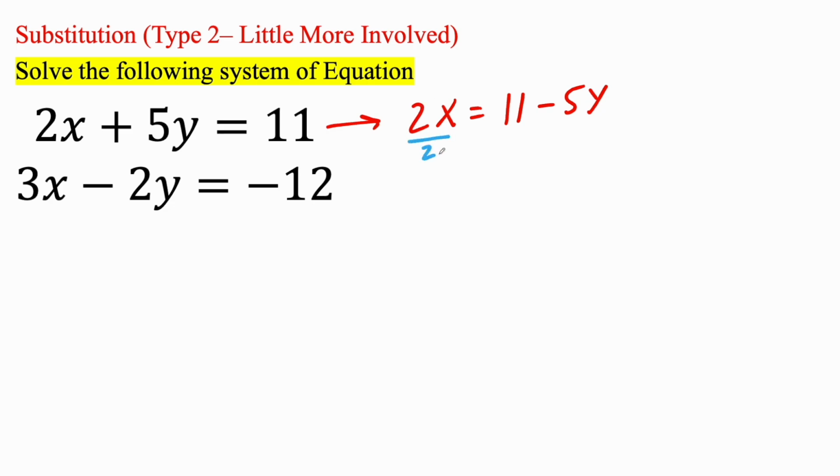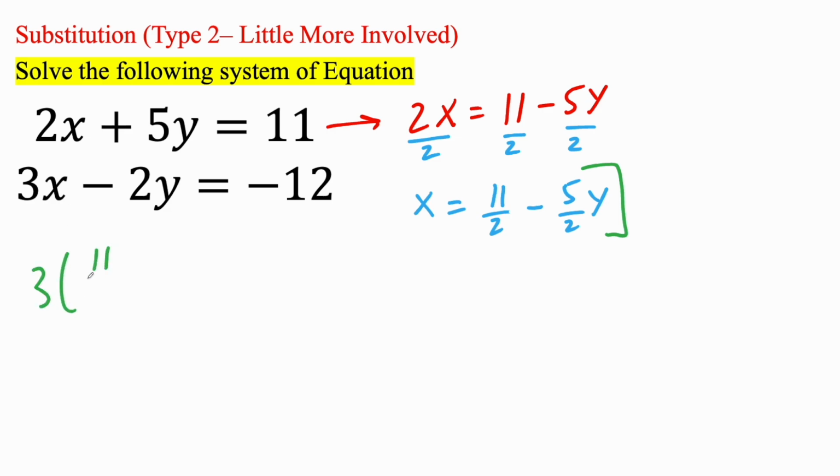So I'm going to divide this piece by 2, this piece by 2, this piece by 2, and we're going to get x is equal to 11 divided by 2 minus 5 divided by 2y. Once we have it in this form, what we're going to do is substitute in for this x right here. So we'll say we have 3 parentheses 11 divided by 2 minus 5 divided by 2y, close parentheses, minus 2y is equal to negative 12.